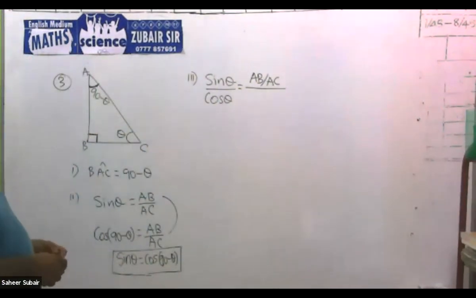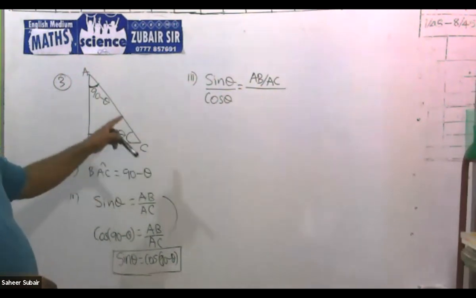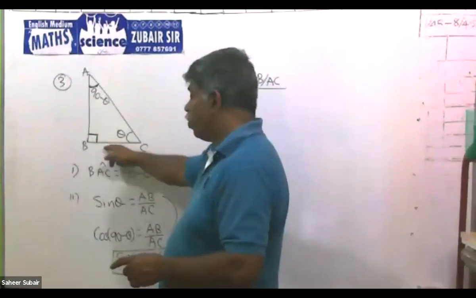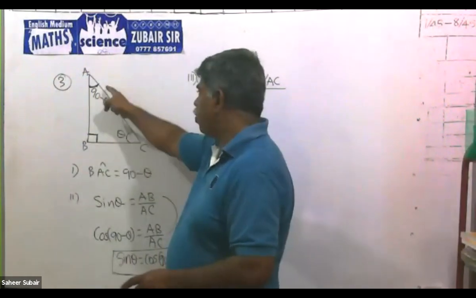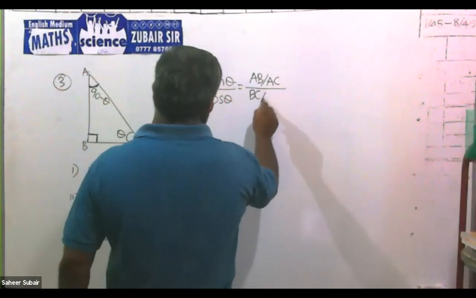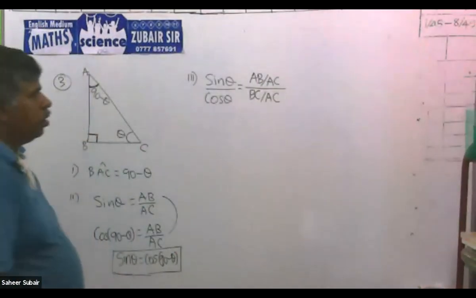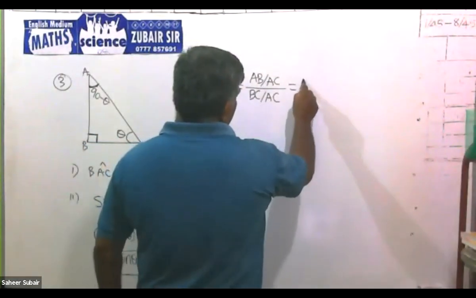Then what is cos theta? This is cos theta, not cos 90 minus theta. Cos theta means adjacent over hypotenuse. Then for theta, the adjacent is BC and the hypotenuse is AC. Then see, AB over AC.